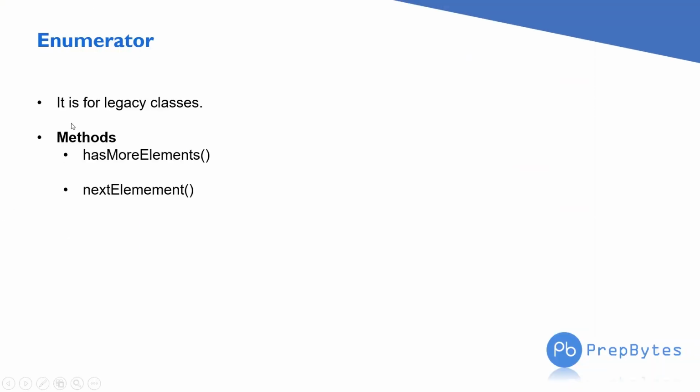The last point we have is enumerator. It is only for the legacy classes. The legacy classes are the classes which were in the 1.0 version of Java. The methods are has more elements and next element. These methods we have already seen, only the names are different. It is hasNext and next, but since the naming conventions were different in the beginning, these names are different. There is nothing to learn in enumerator because iterator does all the functions of enumerator and adds more. The normal iterator has 3 methods: hasNext, next, and remove. Enumerator does not have remove.